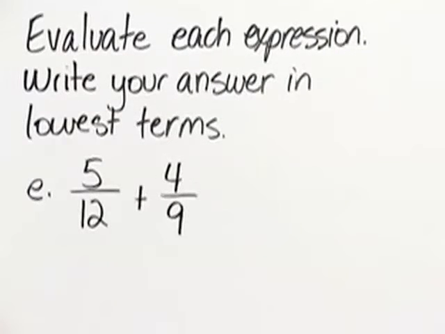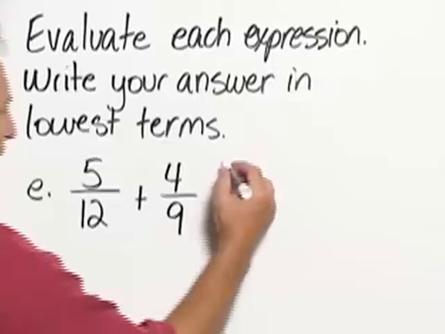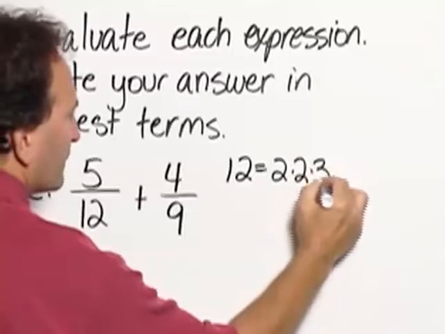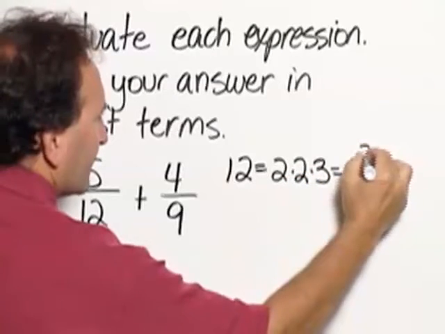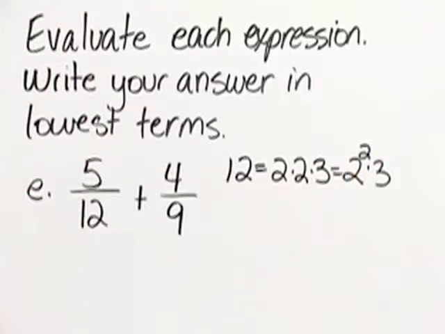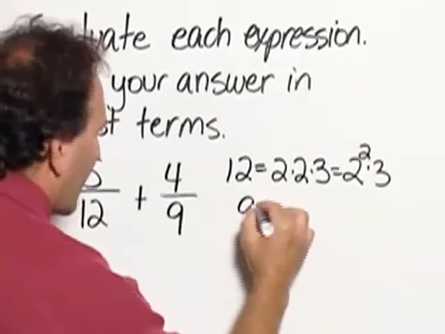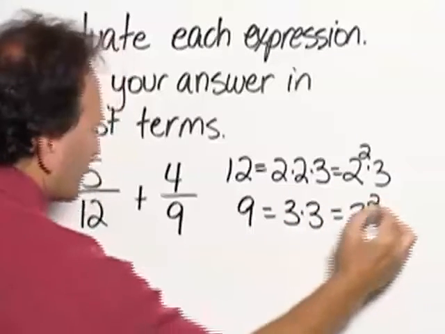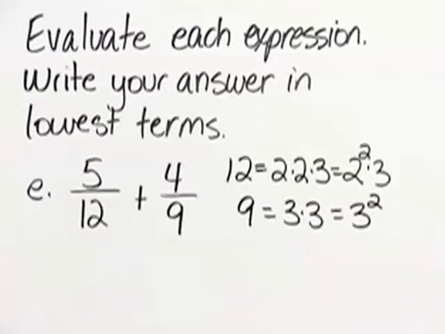For part E, we have 5/12 plus 4/9. We need to find the common denominator between 12 and 9. To do that, we would factor 12, which is 2 times 2 times 3, and write it in exponential form, 2 squared times 3. We do the same for 9. That's 3 times 3, which in exponential form is 3 squared.